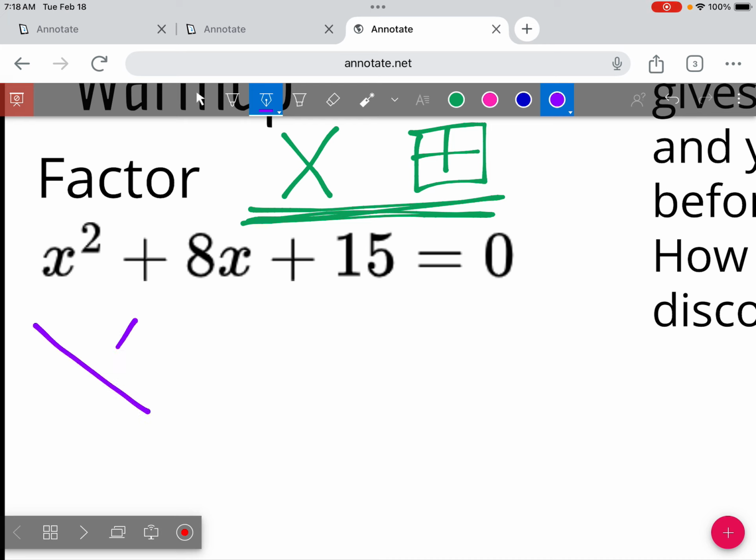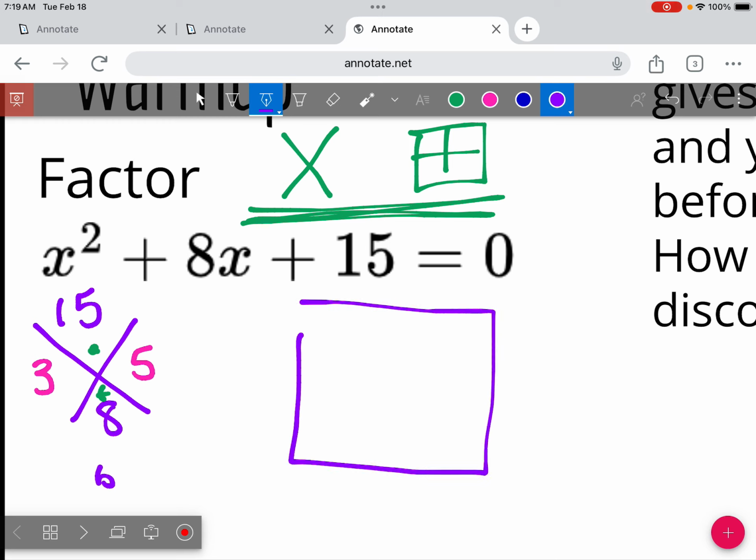We're taking our A times C at the top, our 1 times 15, so we've got 15 at the top. Our B goes on the bottom. Is there a pair of numbers that multiplies to make 15 and adds to make 8? 3 and 5. So we know if I use a 3 and a 5, we can fully factor this.